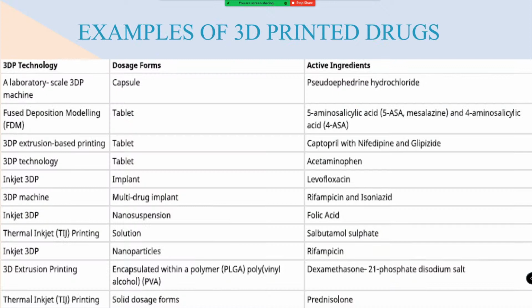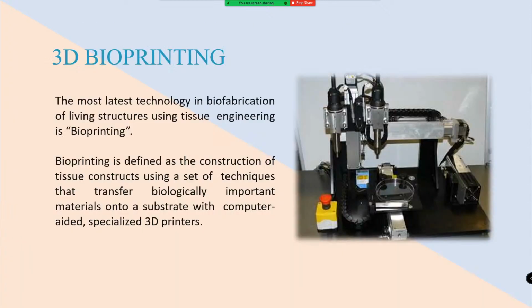So here are some examples of 3D printed drugs. Now a very important topic is 3D bioprinting. The latest technology of biofabrication of living structures using tissue engineering is bioprinting. Bioprinting is defined as the construction of tissue constructs using a set of techniques that transfer biologically important material onto a substrate with computer-aided specialized 3D printers.